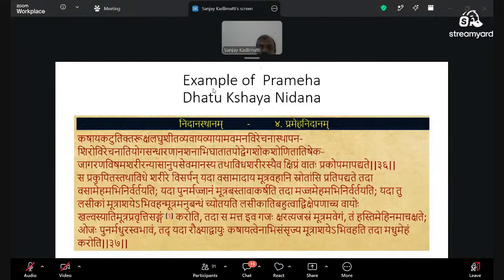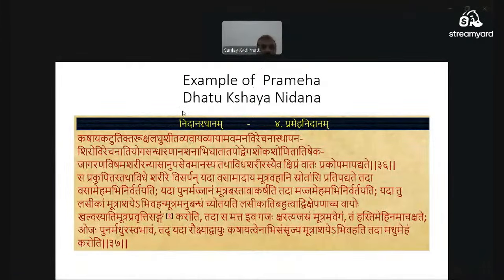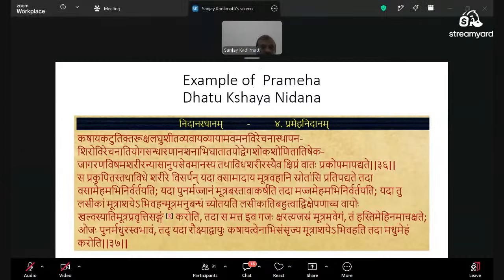Both the things are told here in this concept. See, in Nidana Sthana, Dhatu Kshayakaraka Nidana of Prameha is told, like Kashaya, Katu, Tikta, Ruksha, Laghu. Please see the reference. I don't have time now, but in the 37th shloka, not even a single Nidana is of Santarpanata Vikara. All the Nidanas, Vyavaya, Vyayama, Vamana, Virechana, Asthapana, everything is Dhatu Kshayakaraka Nidanas.